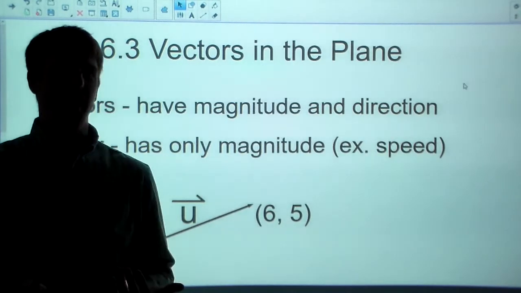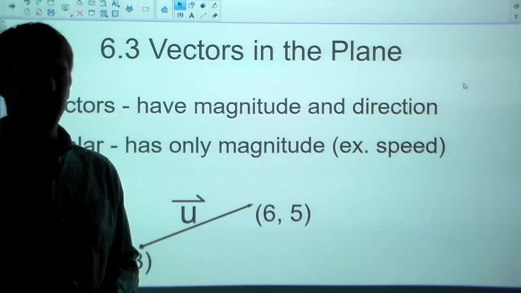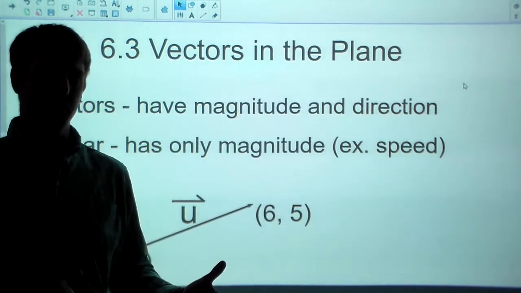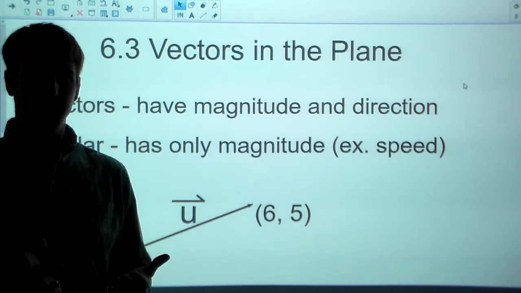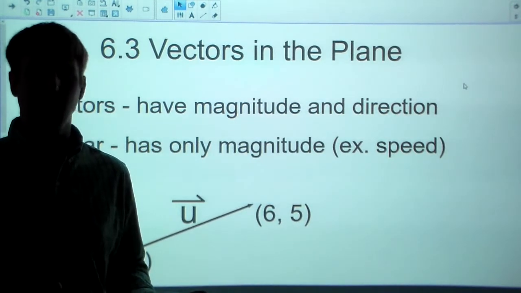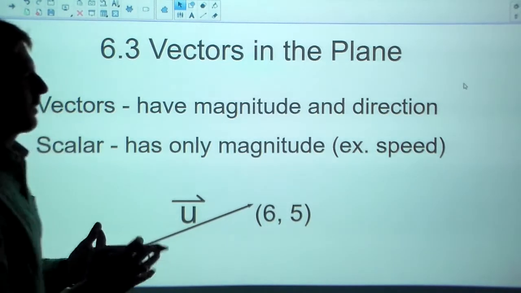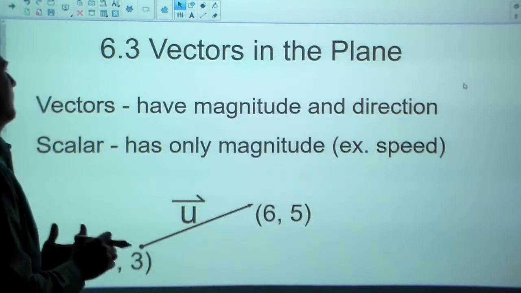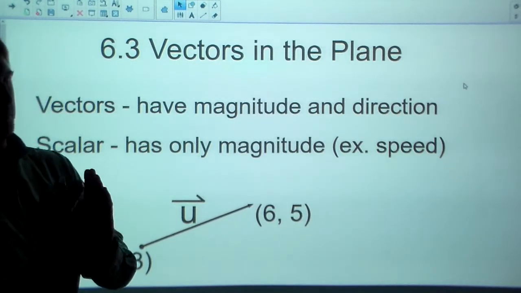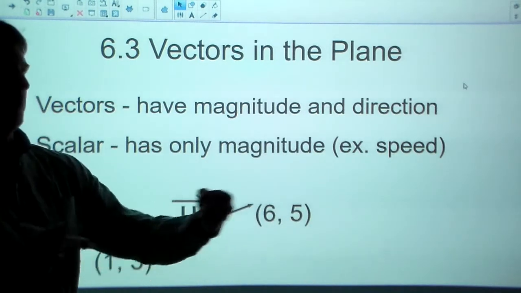So a good example of a scalar is just speed. If I'm going 70 miles an hour, well, if I don't know which direction I'm going, I could be going a lot of different places. But if I say I'm traveling south on the interstate at 70 miles an hour, now I've got a direction and a speed, so that's a vector. So a scalar only has magnitude, that's it, no direction. Vectors tell you which way you're going and how fast you're going, or how much you're pulling, like a force, something like that.